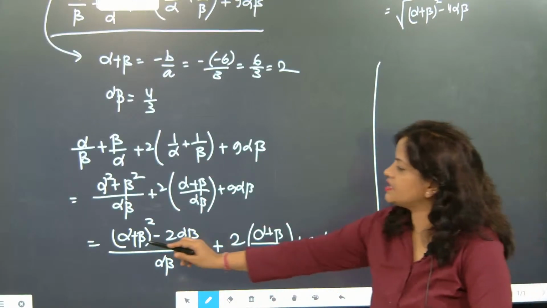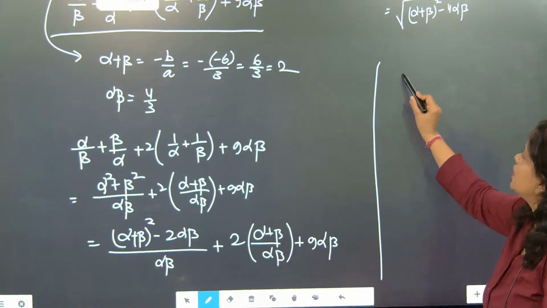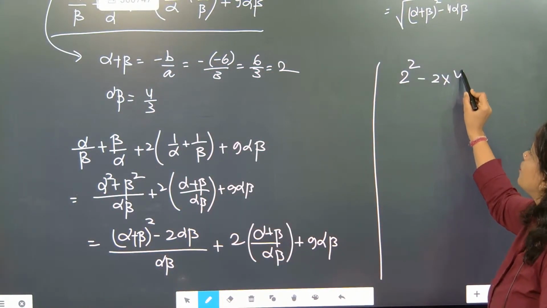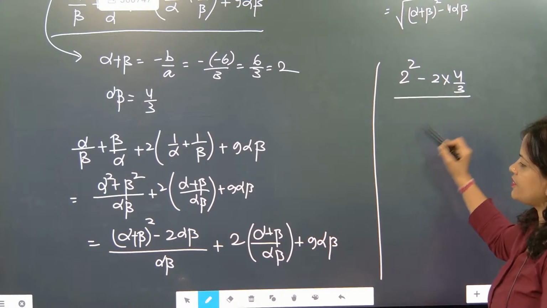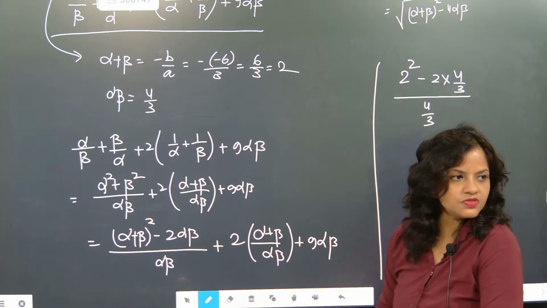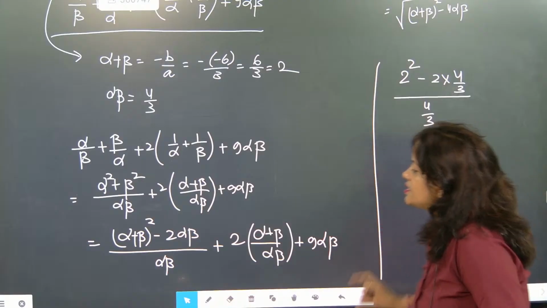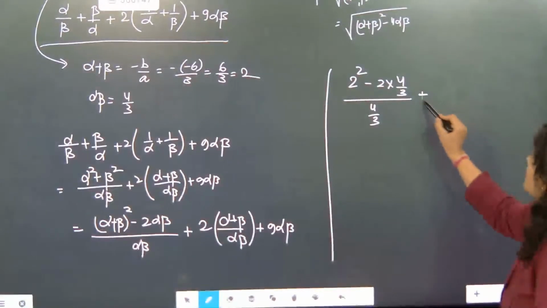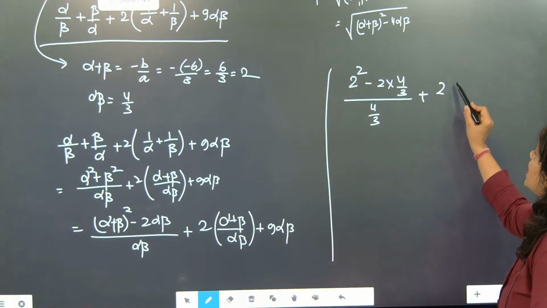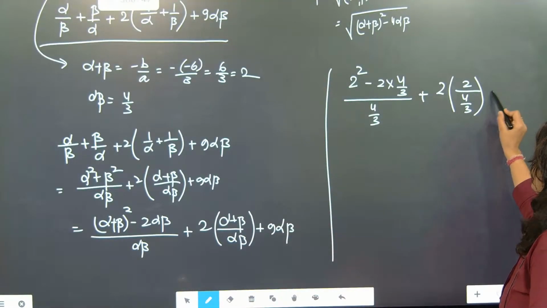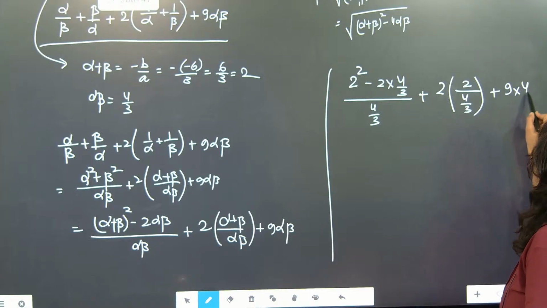Now after getting this, what is the value of alpha plus beta? It is 2. So it will become 2 square minus 2 into 4 by 3. After that, alpha beta again 4 by 3. Till this much work is done. Now the next part is substitution: 2 again plus 2, alpha plus beta is 2, by alpha beta 4 by 3, and that's 9 into 4 by 3.